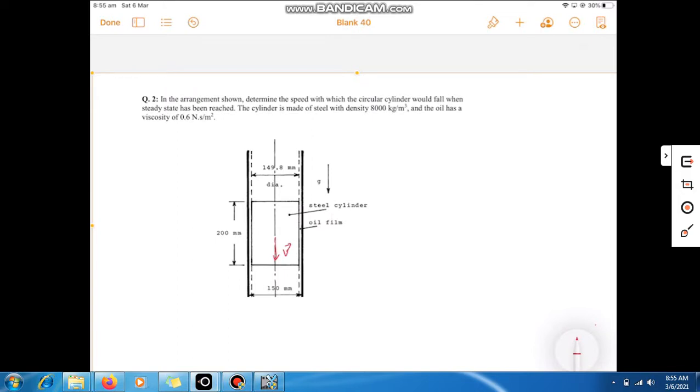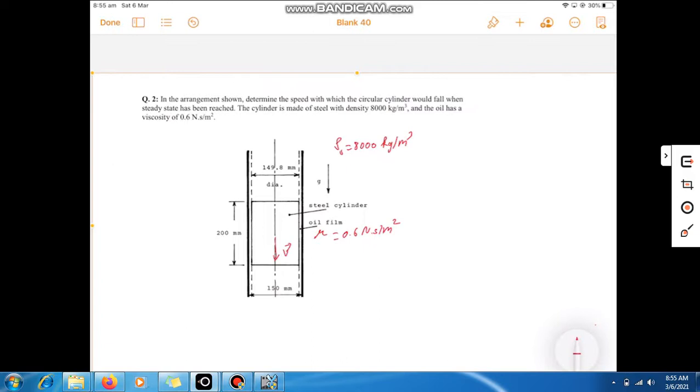The density of the steel is 8,000 kilogram per meter cube. Okay, and the viscosity of the oil is equal to 0.6 Newton second per meter square.